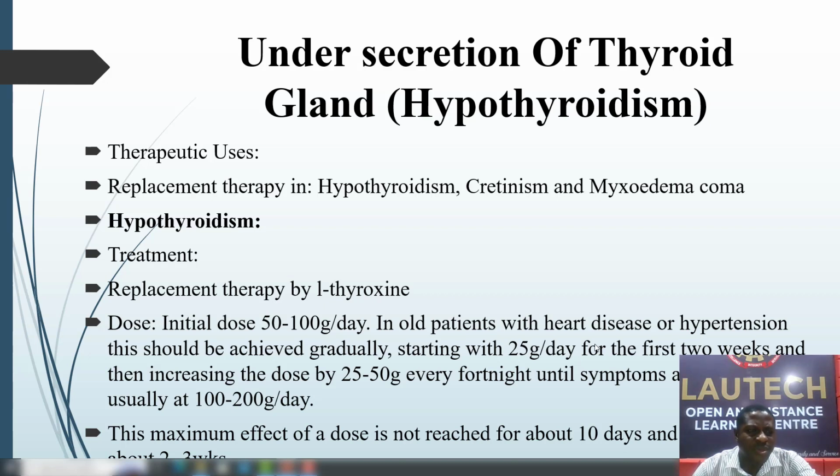L-thyroxine. Initial dose is 50 to 100 microgram per day. In old patients with heart disease or hypertension, this should be achieved gradually, starting with 25 microgram per day for the first 2 weeks, then increasing the dose by 25 to 50 microgram every fortnight until symptoms are relieved, usually at 100 to 200 microgram per day. The maximum effect of a dose is not reached for about 10 days and passes off over about 2 to 3 weeks.